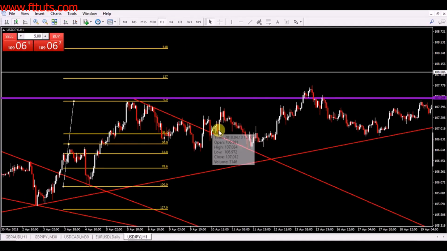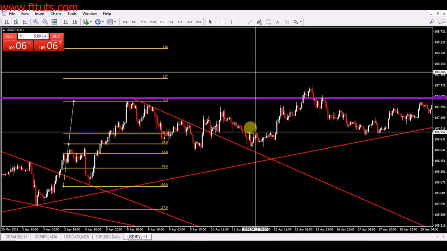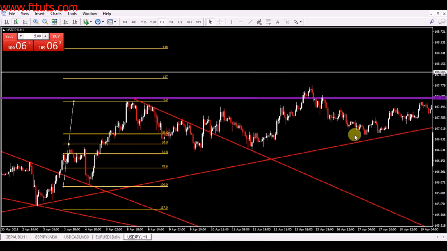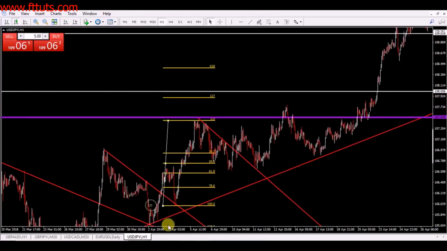So would have got in around here somewhere. Market would have went in our favor. Would have been about 80 pips in profit. Market would have came back to round about where we entered at. Would have carried along, and then finally, boom, we got the 61.8 extension hit.